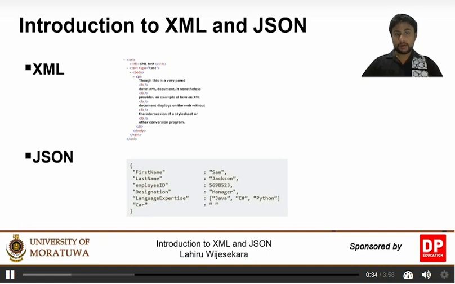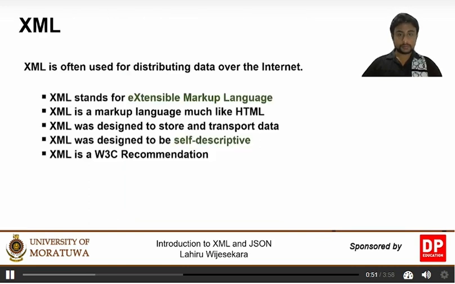Let's look at an actual XML file and a JSON file. These two look different in appearance. The XML was there for years, and JSON came into the industry later in time. XML is often used for distributing data over the internet.